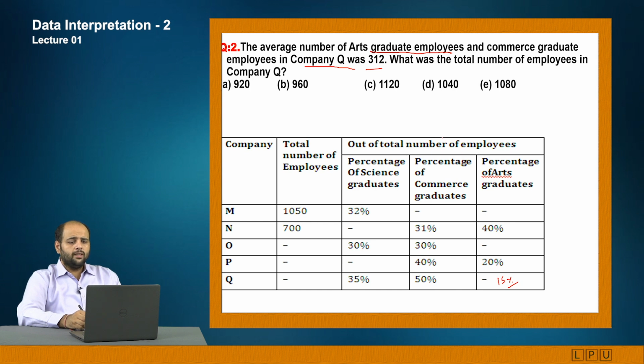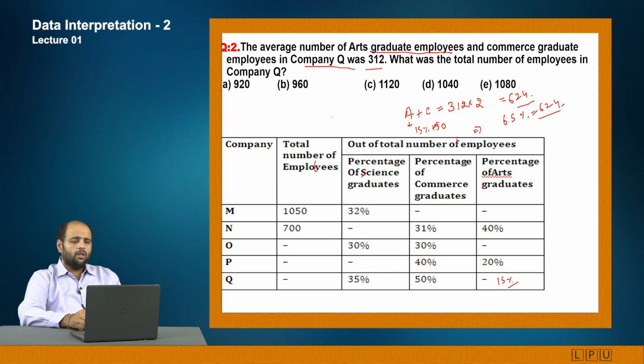Now he is saying that the average of arts plus commerce should be equal to 312. So what will be the total value? That should be multiplied by 2, so this comes out to be 624. Now what will be the value for the arts? That will be equal to 15%, and the commerce should be equal to 50%. So the total percentage of 65% is equal to 624.